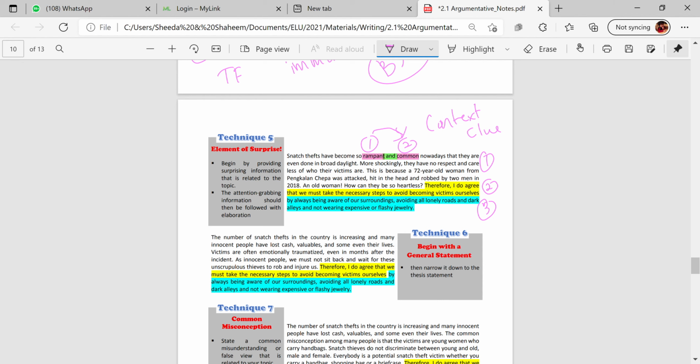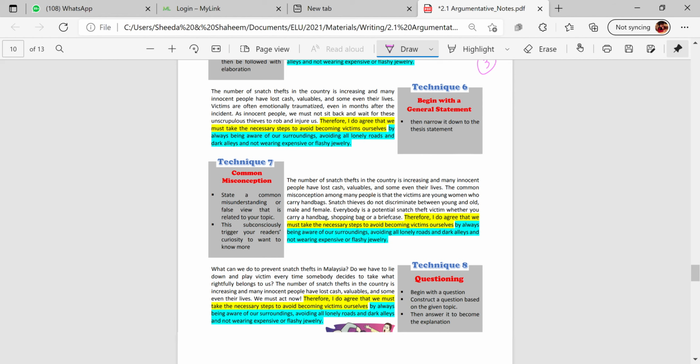Okay, so let's say when you're given an essay topic, and then you remember you are somebody who is an avid reader of the news, you're always reading the newspaper, or perhaps you come upon this shocking news in TikTok, Instagram, or even Facebook, then perhaps you can relate it to your essay. You can relate it using your introductory paragraph, or even you can make it into a specific example in your body paragraph. Okay, that is technique 5, which is element of surprise.